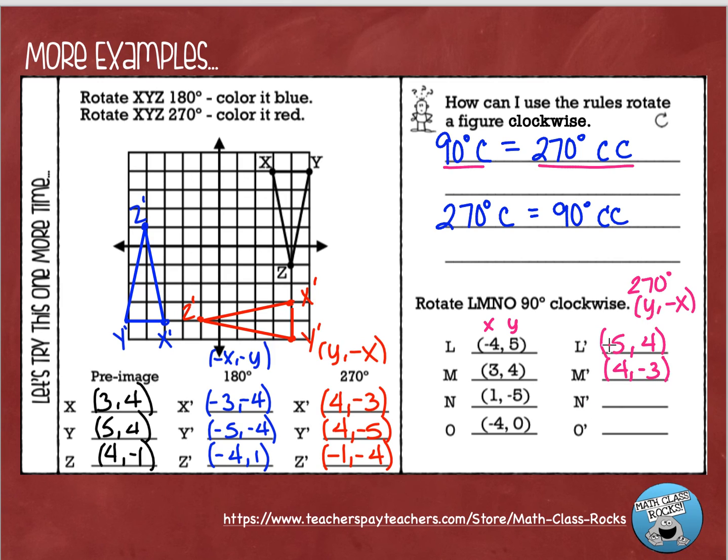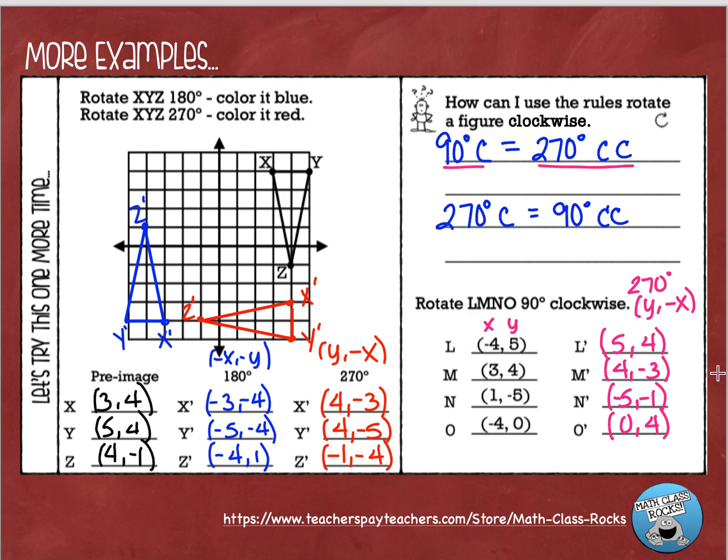For point N, I'm going to start out with Y. I'm going to keep it the way it is, -5. And then I want the opposite of X. Well, the opposite of 1 is -1. And then finally, for point O, I'm going to keep Y the same, which is 0. And I need the opposite of X. Opposite of -4 is +4.